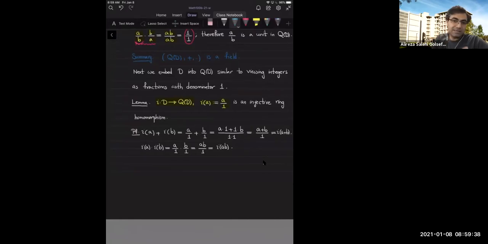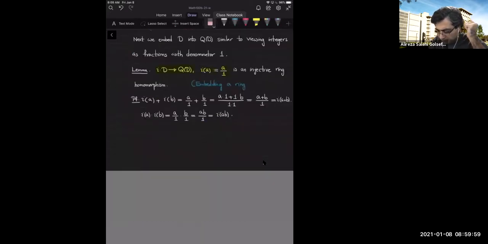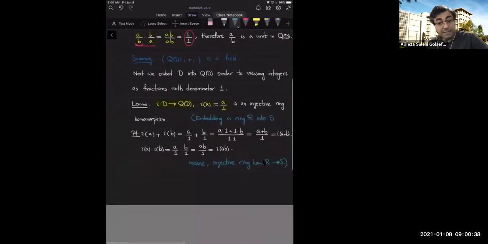So when we say we can embed a ring R into another ring S, this means that we find an injective, one-to-one ring homomorphism from R to S. If I have such a thing, then we say I can embed R into S. I can have a copy of R inside S.